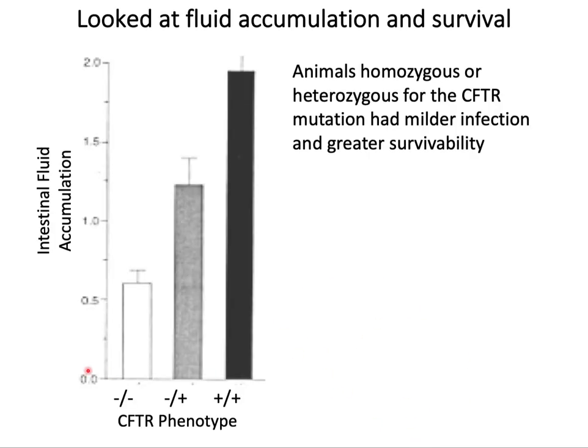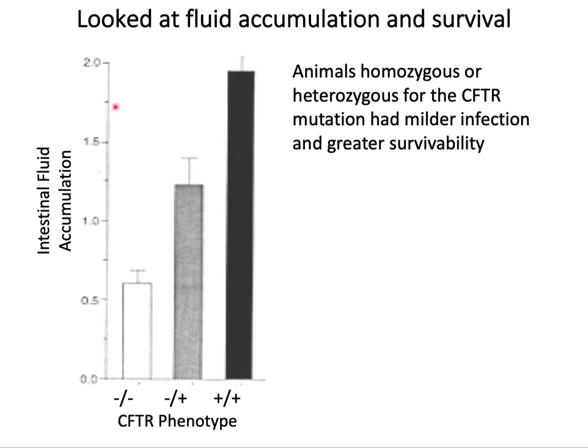So here is the data from the experiment. You can see at the bottom on the x-axis, here to the right, the individuals who are plus plus. They have the homozygous wild-type CFTR. Then in the center bar here, they are heterozygous for the CFTR. And on the left-hand side, you have the individual mice who don't have the CFTR transporter at all, minus.